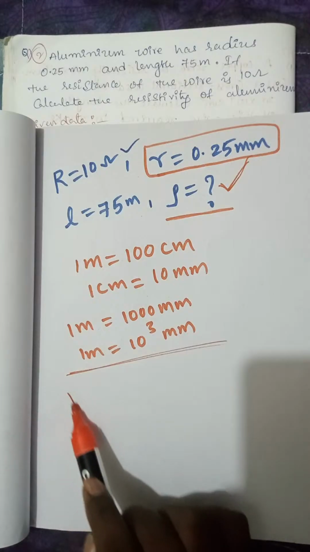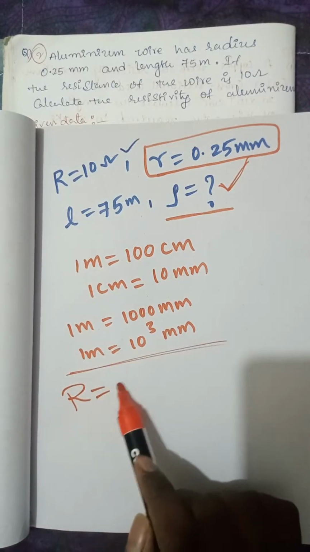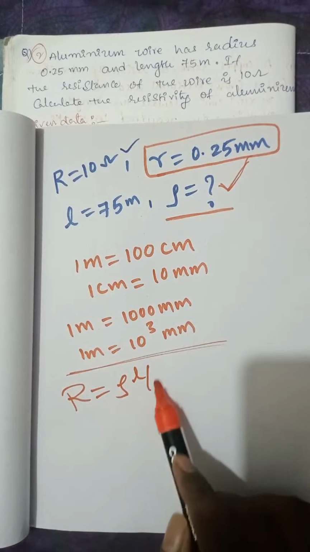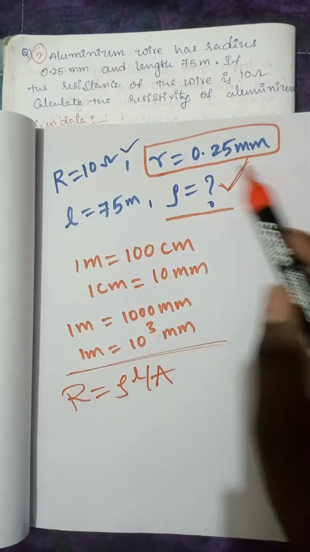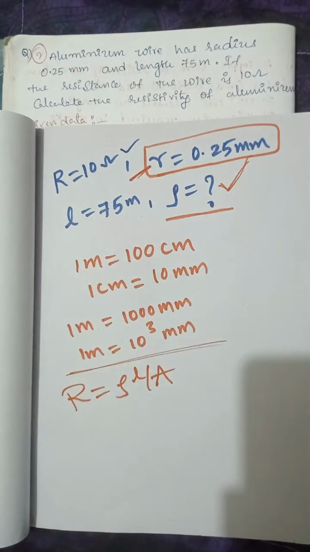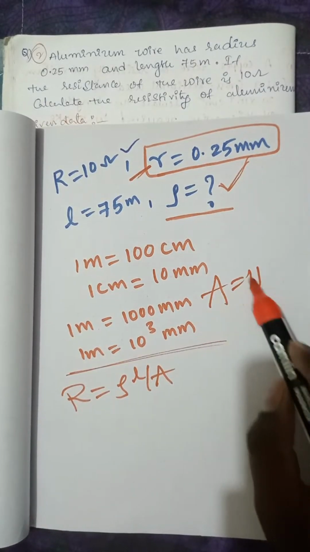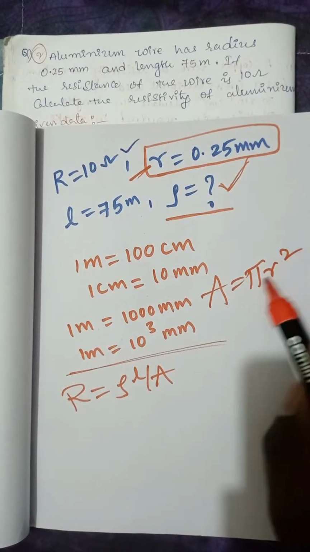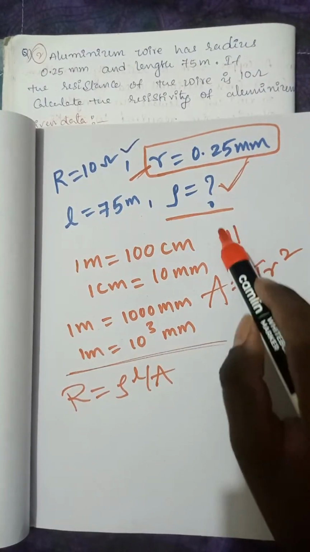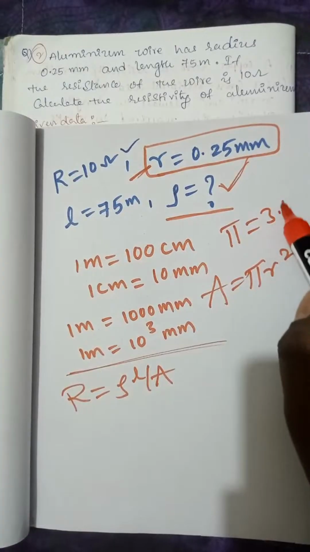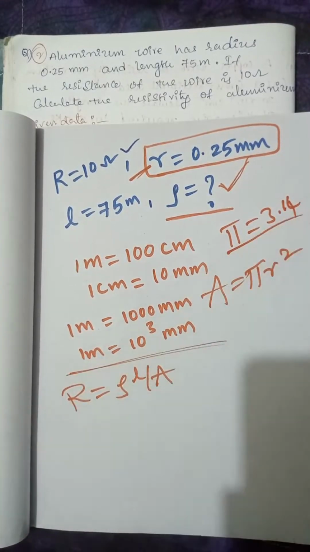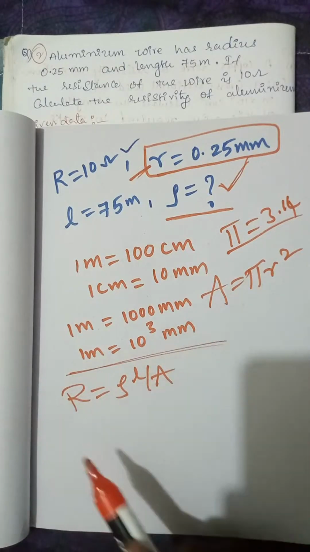The normal formula is R equal to rho into L by A. So this is the formula. Here we got only the radius, so the area formula is pi r square. The pi value is 3.14. Now you can substitute the values here.